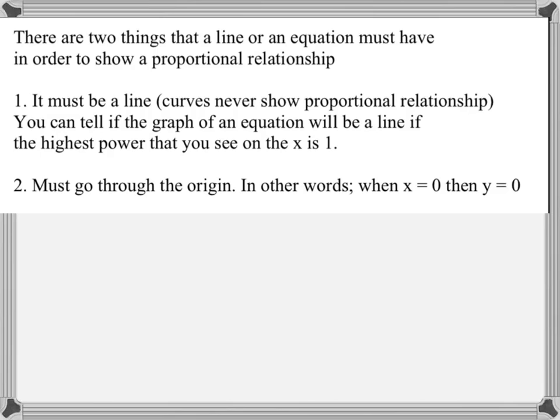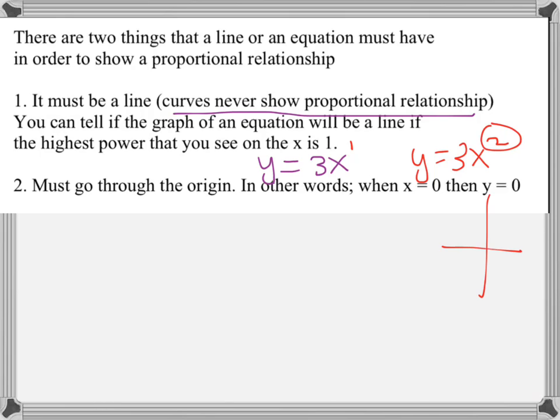Okay, so there are two things that a line or an equation must have in order to show a proportional relationship. It must be a line, it can't be a curve. Curves are never a proportional relationship. And you know it's not a curve if the highest power you see on x is 1. So for instance, right here, the highest power you see on x is 1, so this is a line. If it were y is equal to 3x squared, the highest power of x is 2, and that's actually a parabola that looks like that.